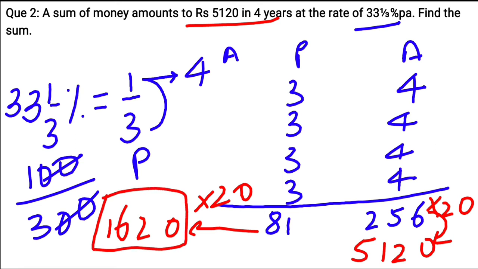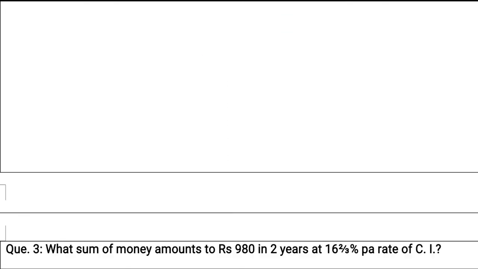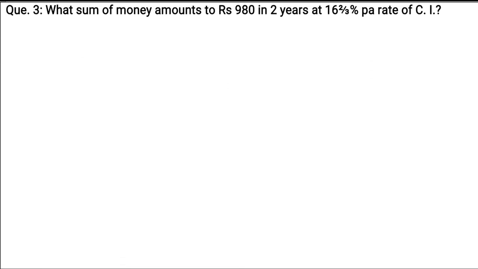It means you had deposited this much money in the bank, then that's why you received this much money after 4 years at this rate. Is it clear? Same process and almost same steps. Okay, now question number 3. Now I want you to give it a try before seeing my solution.